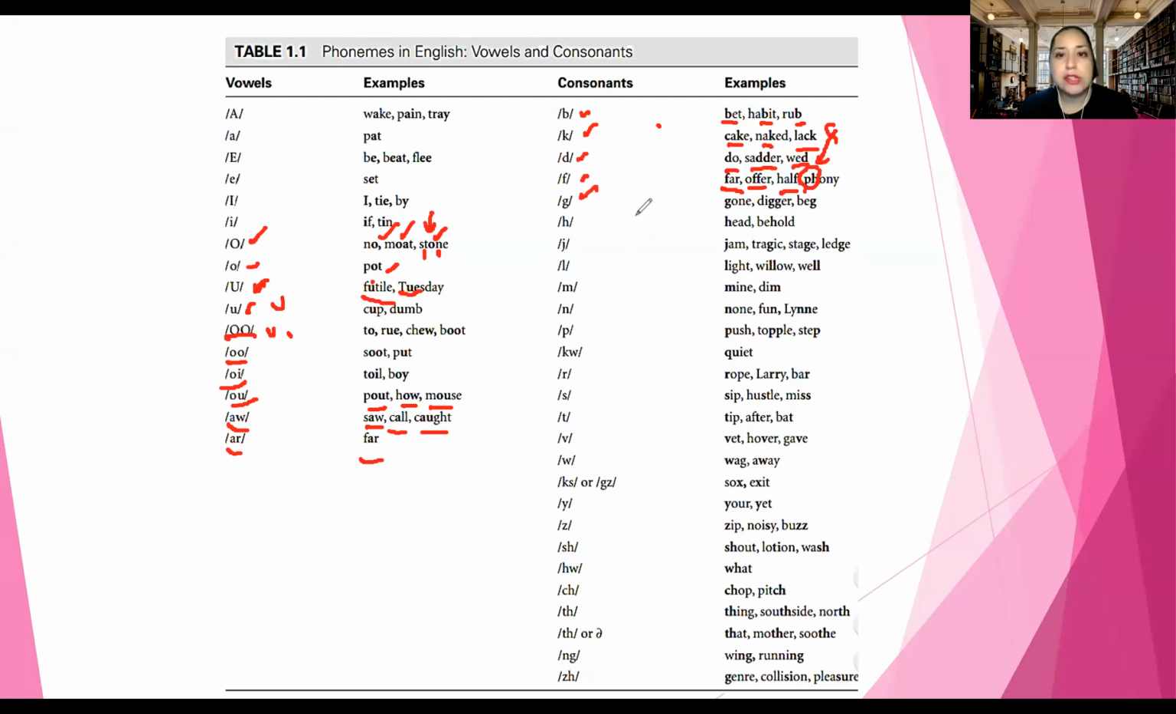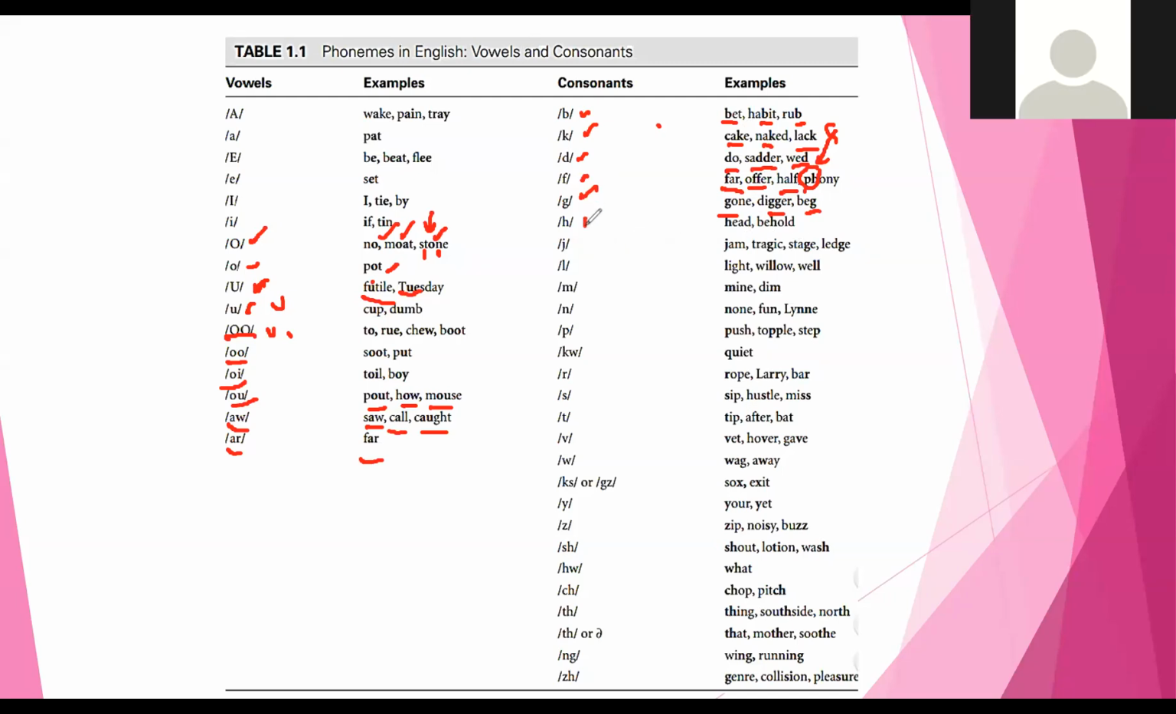G, the sound is G. It's not like Spanish here. There is a tendency to make a big difference. When you're reading this, you might say something like H, but no, there's no sound with G in English like that. It's G, a very soft sound: gone, zig, beg.